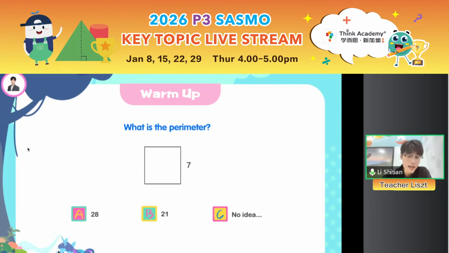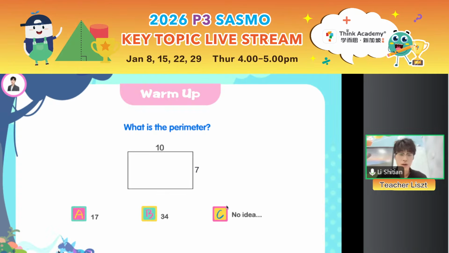Option A, right? So now let's see. For one side, how long is it? 7, right? And it is a square. So I only need to use 4 times 7. Then we get the answer, which is 28, right? So we need to choose option A.